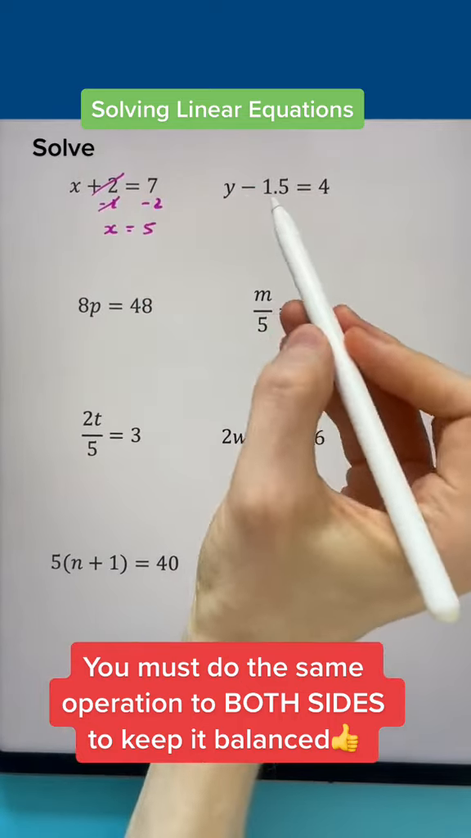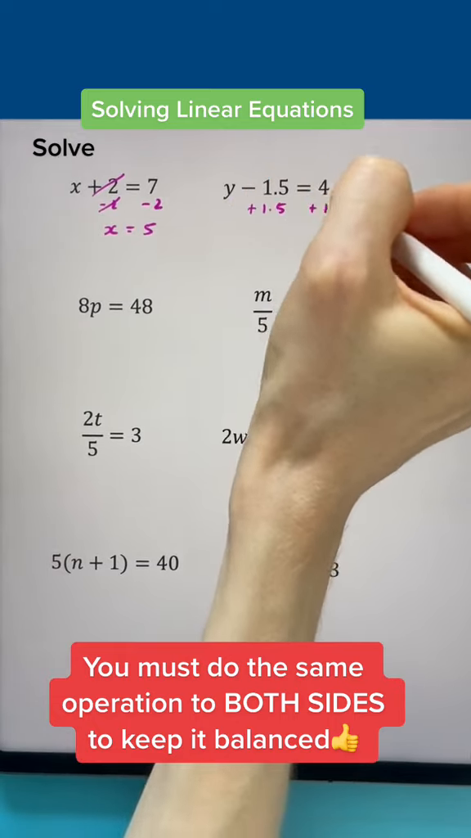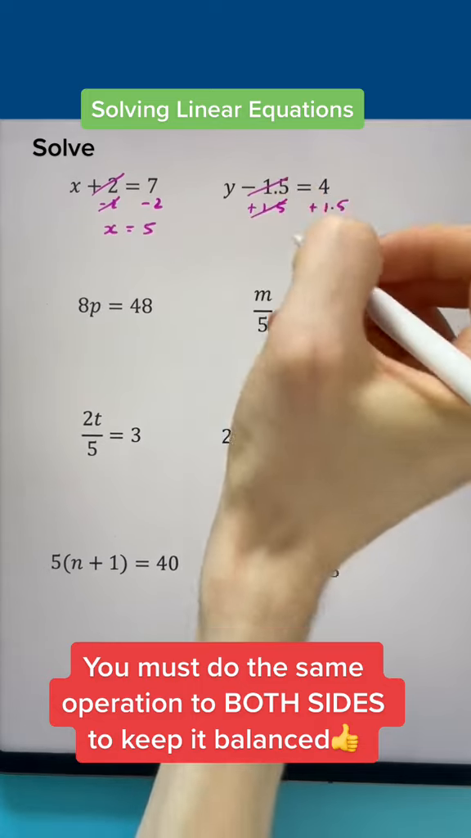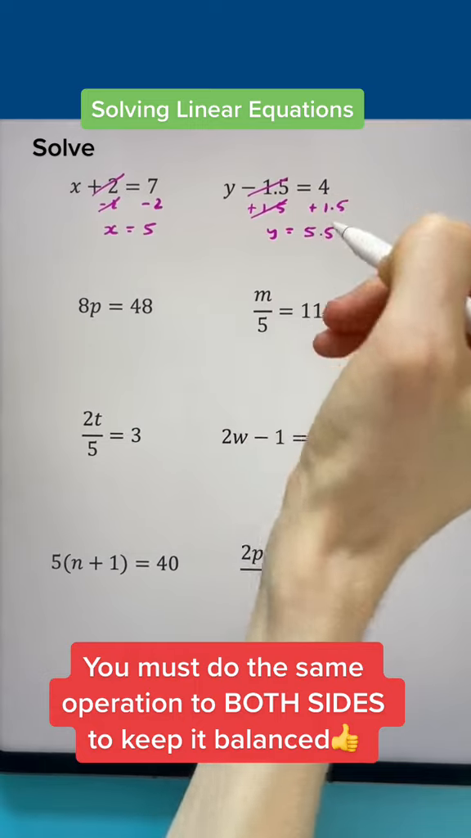For question 2, the opposite of minus 1.5 is the inverse, which is to add 1.5 to both sides. Negative 1.5 add 1.5 will cancel, to leave us with y, and 4 add 1.5 gives us 5.5.